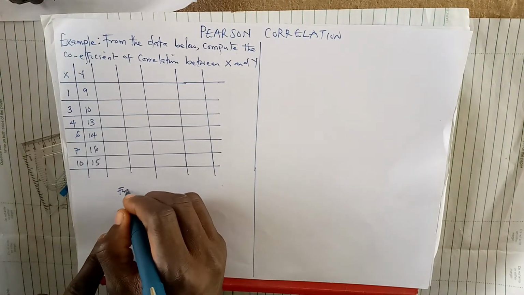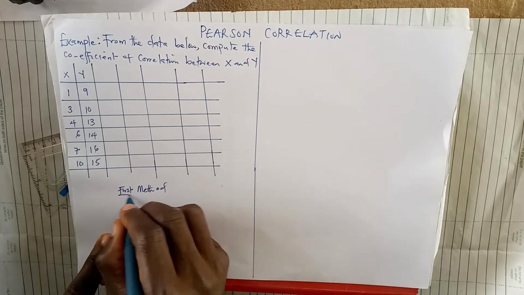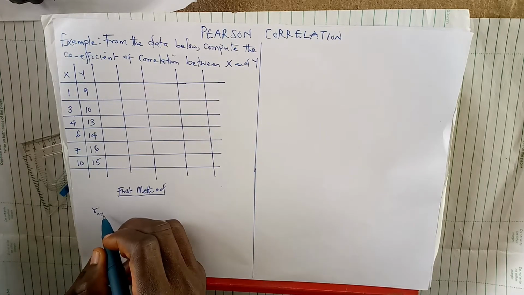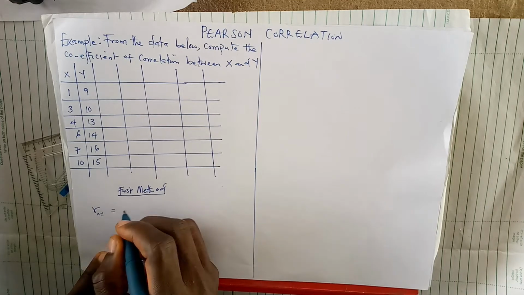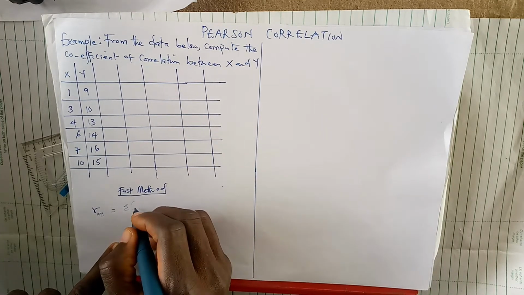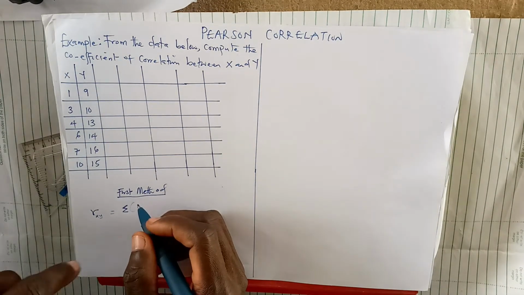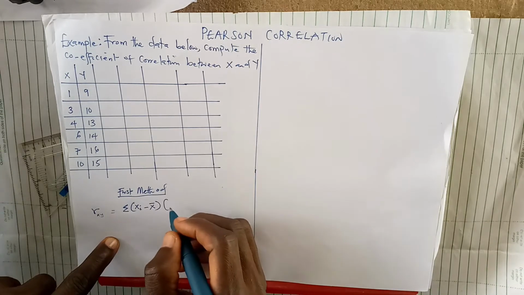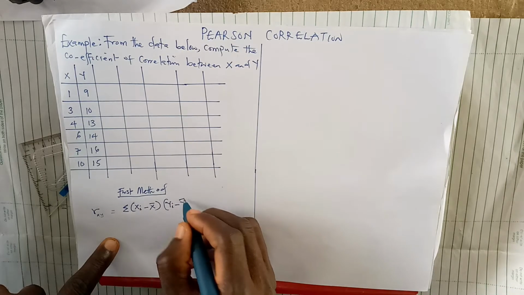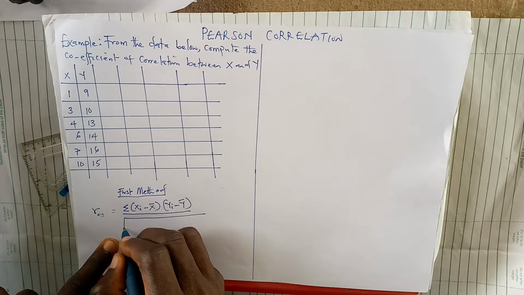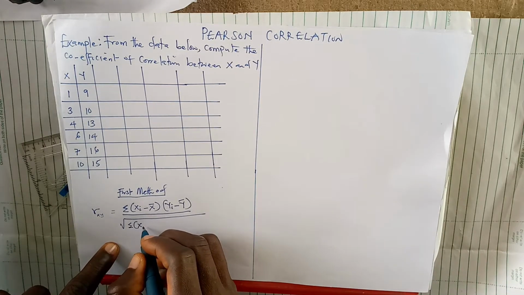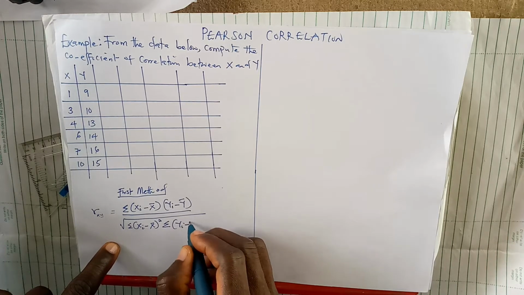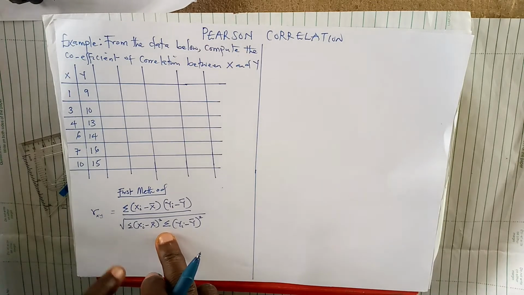First method. Now the formula we are going to employ here is r subscript xy, because x and y are the variables we are trying to find the correlation between, equals the summation of (x subscript i minus x bar) into (y subscript i minus y bar), divided by the square root of the summation of (x subscript i minus x bar) raised to power 2 multiplied by the summation of (y subscript i minus y bar) raised to power 2. So this is the formula we are going to use in this method.